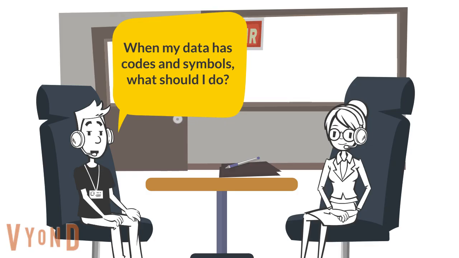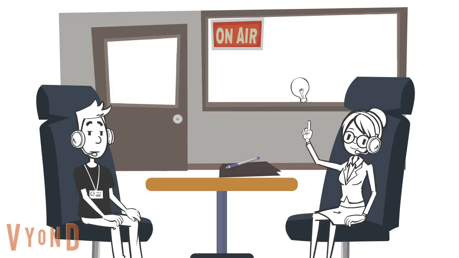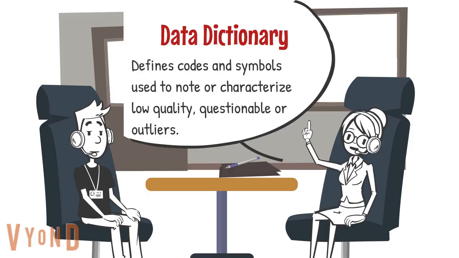Now, what about those cases where the data has codes or symbols? How do we make sure that everyone understands what all that means? Well, that's where the data dictionary comes in. Think of it like a glossary for your data. You define all the special terms and codes so that everyone can interpret the data in the same way. It's really important when you're dealing with complex data sets.